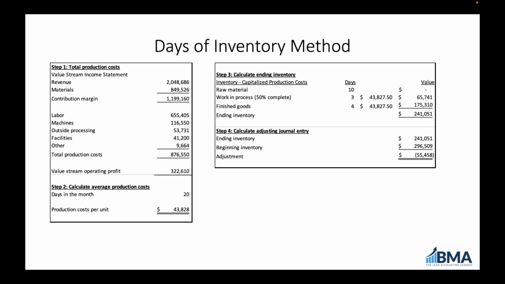So, the beginning inventory is $296,509. You want the ending production cost inventory to be $241,051. So you simply have to do a journal entry where you're crediting the balance sheet for $55,458, the inventory account, and you're debiting the income statement, like cost of goods sold for $55,458. So you achieve the same goal. You have a GAAP compliant balance sheet and income statement, but it's simpler and easier.